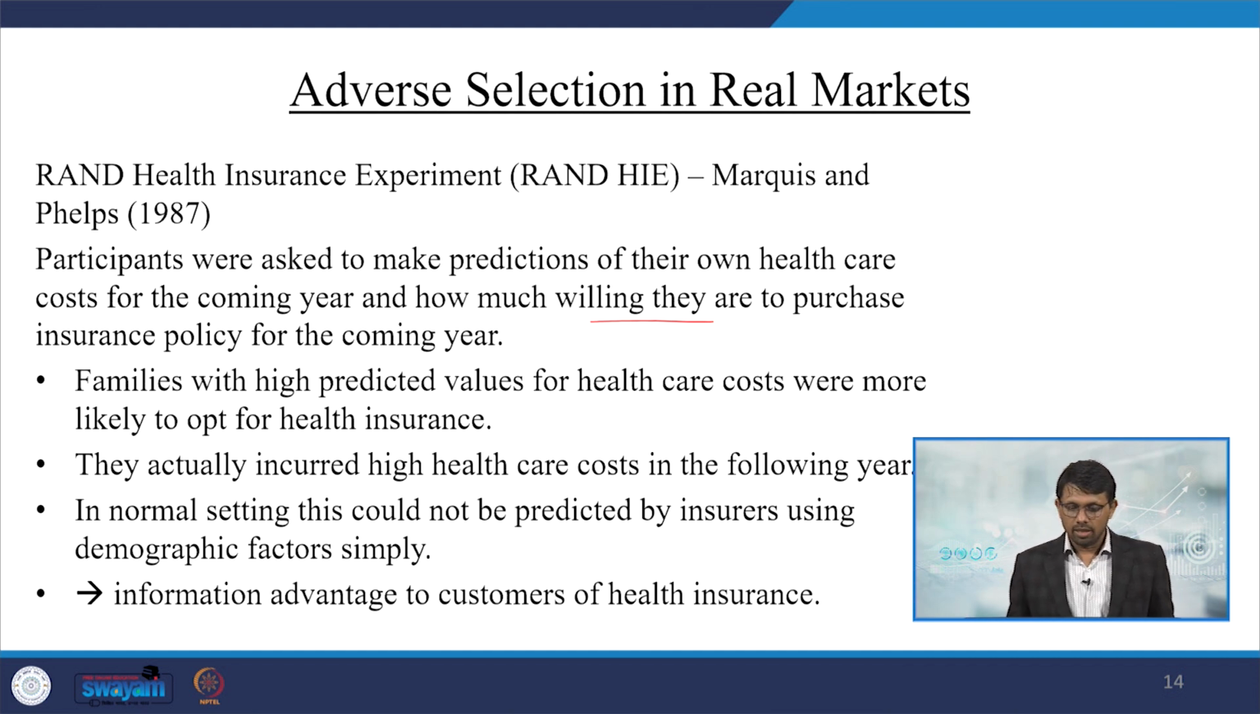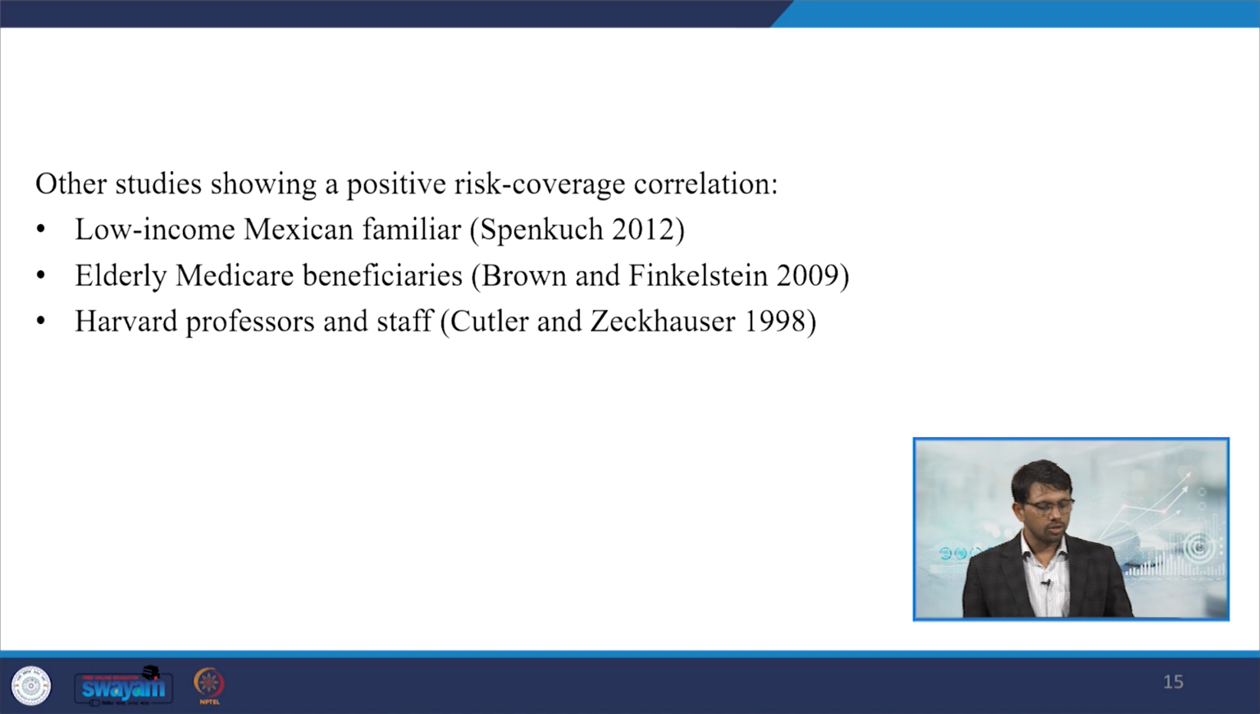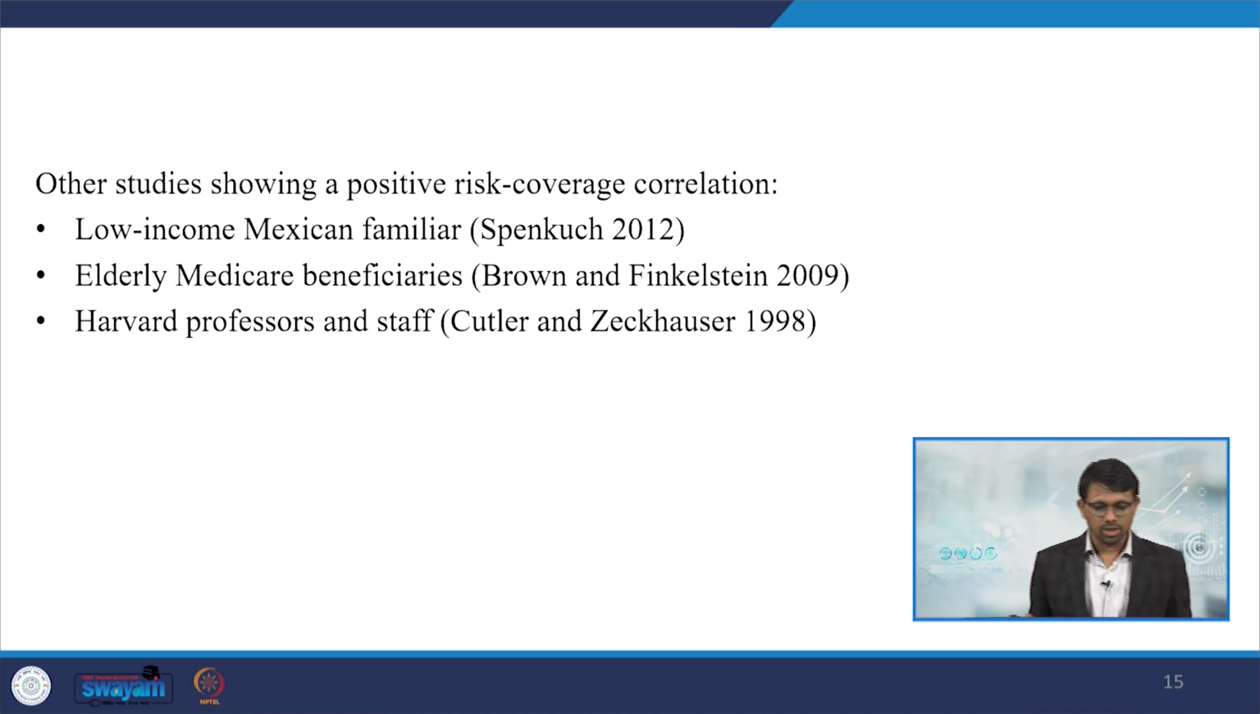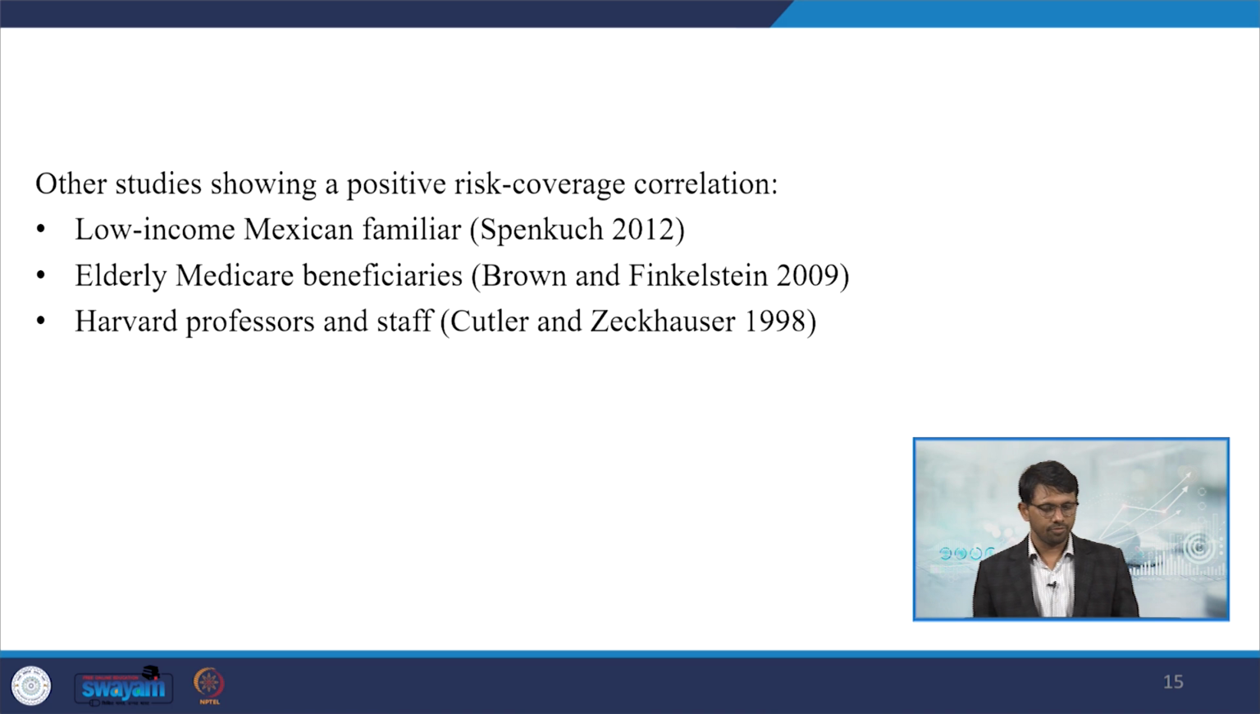In a real market context, other studies are also there, showing a positive risk coverage correlation, such as for low income Mexican families, as mentioned by Spenkuch, I think.